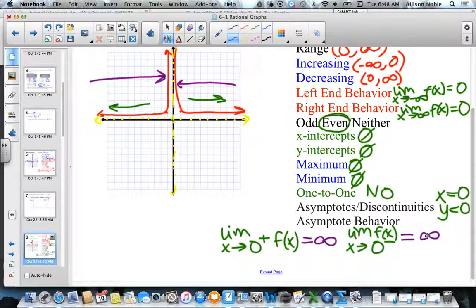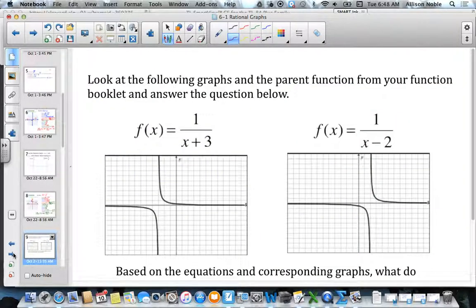So I'm going to go pretty quickly through the rest of this, so feel free to pause right now and then hit play whenever you're ready. As we are looking at the following graphs and the parent function from your previous slides, we're just going to answer the following questions.